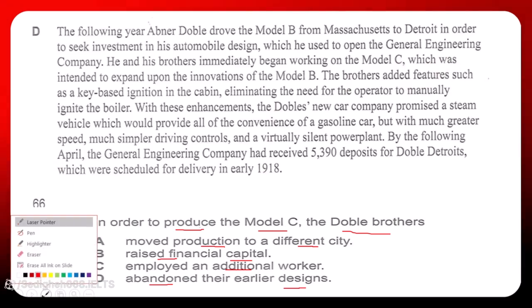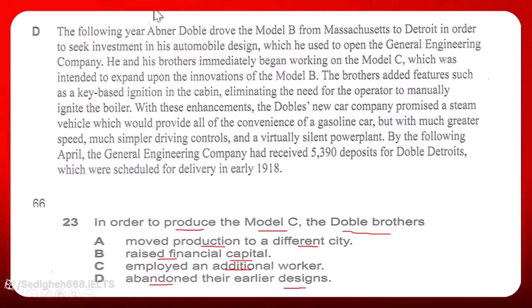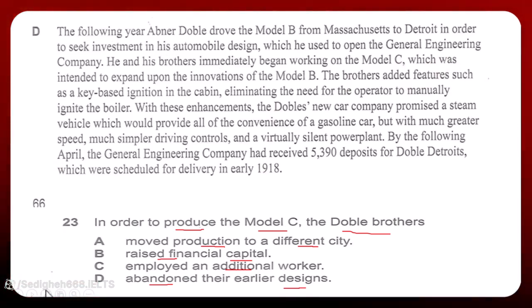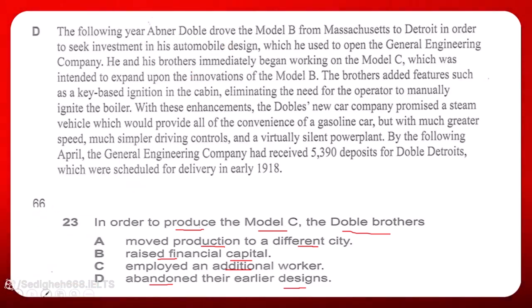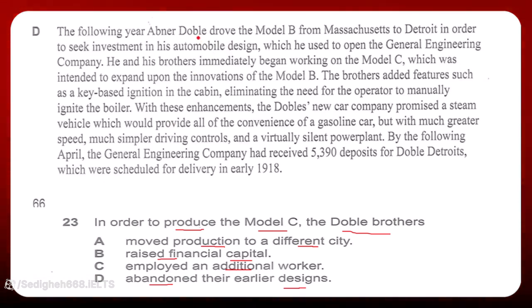So let's look at the keywords. Here we can see that it says these brothers drove the Model B from this place to that place. Actually, it is about the Model B, not Model C, and it is not about move production. It is about moving a car. So letter A cannot be the right answer.